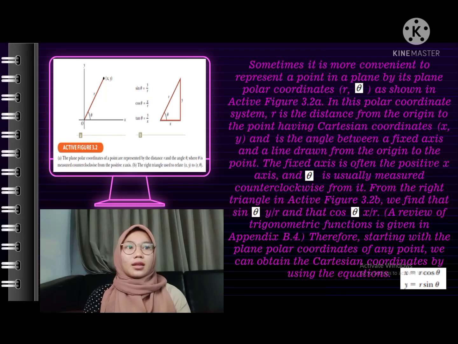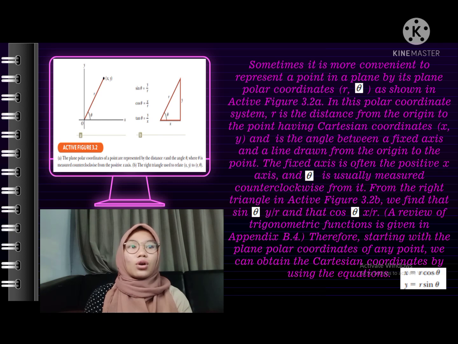Next, sometimes it is more convenient to represent a point in a plane by its plane polar coordinates r, theta, as shown in active figure 3.2a. In this polar coordinate system, r is the distance from the origin to the point having Cartesian coordinates x, y, and theta is the angle between a fixed axis and a line drawn from the origin to the point. The fixed axis is often the positive x-axis, and theta is usually measured counterclockwise from it.